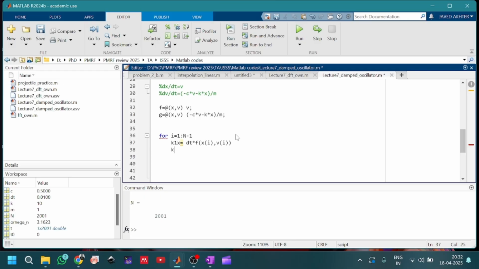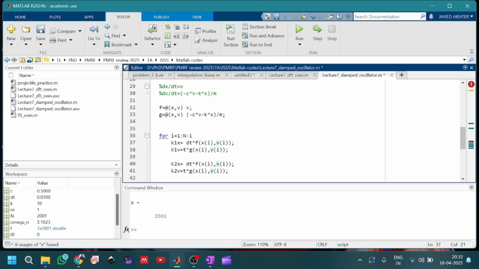Similarly, you will have k1v, which will be dt times g, and here also you evaluate at xi, vi. So this is your k1x and this is your k1v. Let me suppress the outputs. Similarly, you will get k2x and k2v. So you will have k2x, k2v, and what will be k2x?